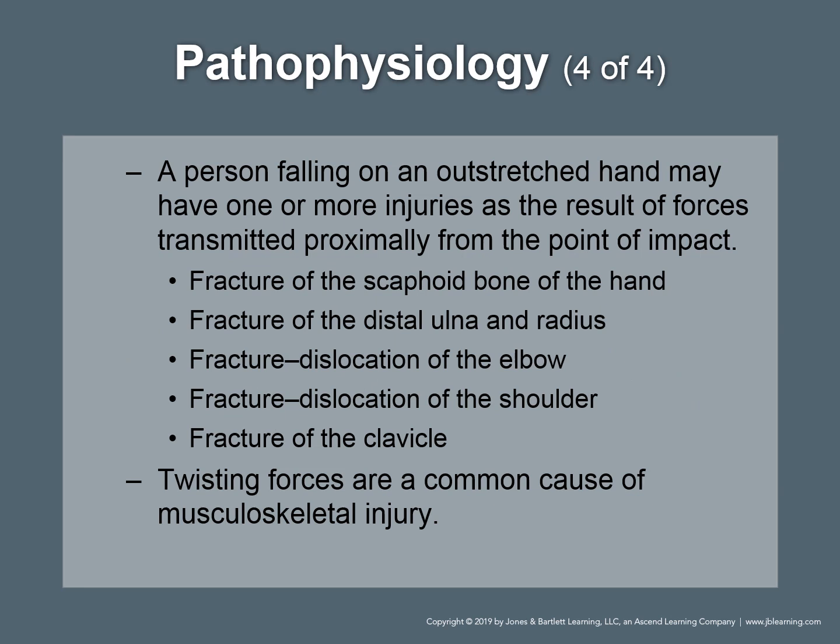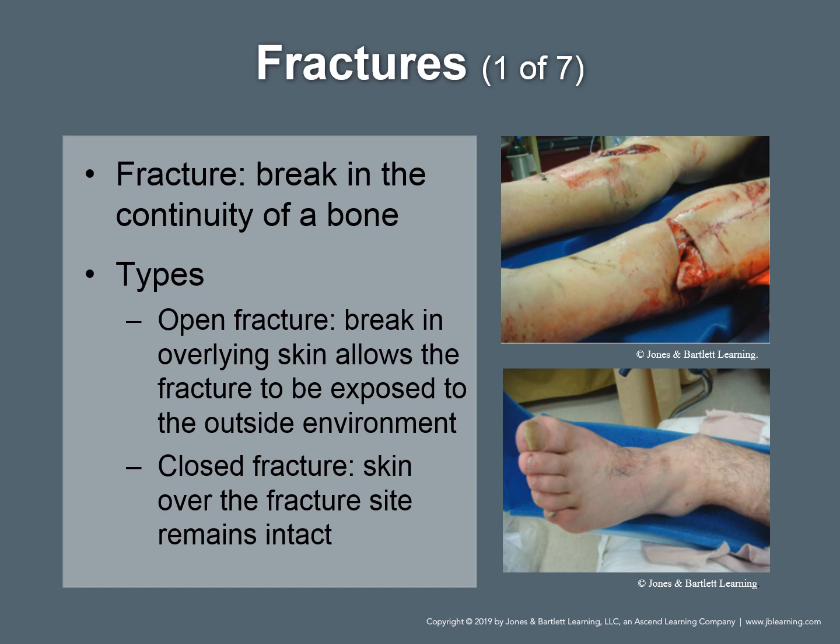A person falling on an outstretched hand may have one or more injuries as a result of forces transmitted proximally to the point of impact. So you can fracture your hands, your radius, your ulna, your elbow, dislocate your shoulder, fracture your clavicle, and that's just because the energy is transferred from the hand all the way up the arm. Twisting forces are a common musculoskeletal injury. You think about football players and sprained ankles, sprained knees, and sometimes those twisting forces can be hard enough to cause a fracture.